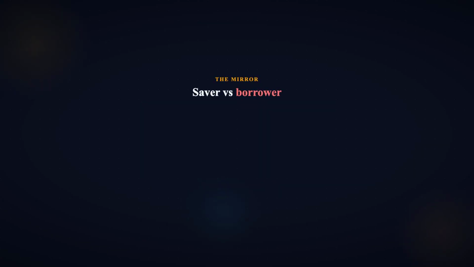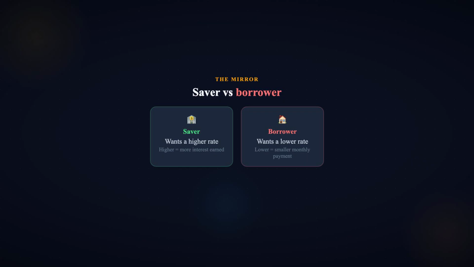Now flip the coin. Everything we just said about savers has a mirror image for borrowers. Mortgages are a perfect example. A mortgage can be fixed rate or variable rate. Same 2 pieces, an index and a spread, but the objective is reversed. A saver wants a higher rate because higher means more interest earned. A borrower wants a lower rate because lower means smaller monthly payments.